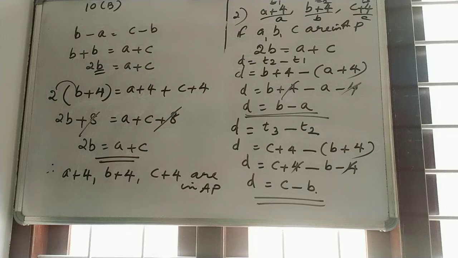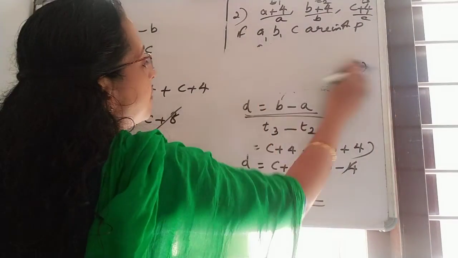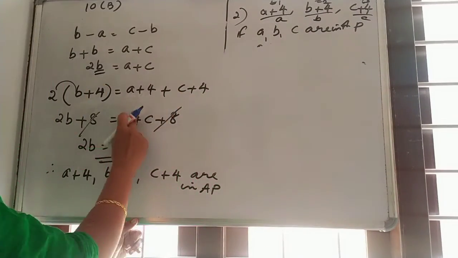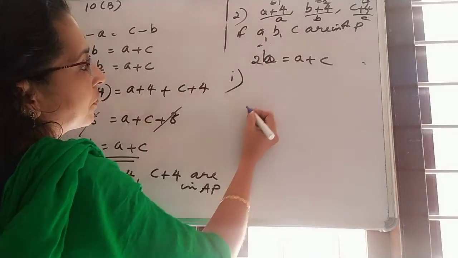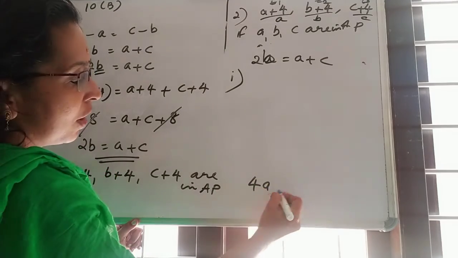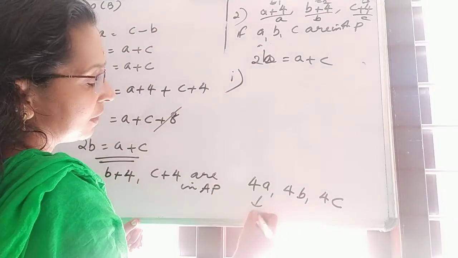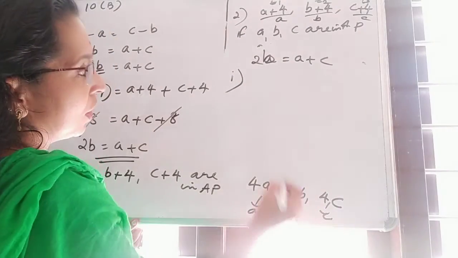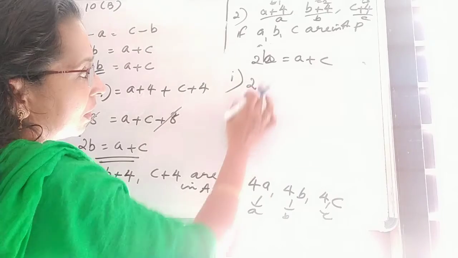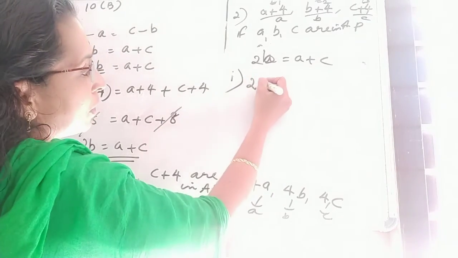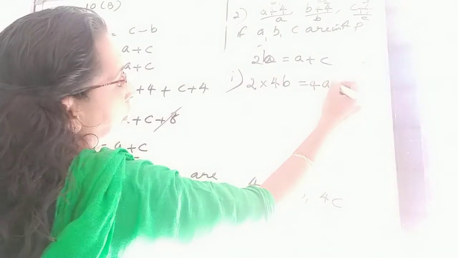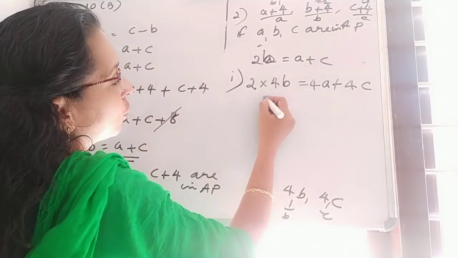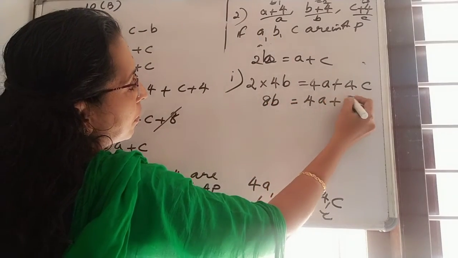In the first part also we got 2B is equal to A plus C. The first question was 4A, 4B, 4C. How can we do this? In the first question, A, B, C are in AP, so 2B is equal to A plus C. The question is 4A, 4B, 4C. Here this is A, this is B and this is C. So instead of B we can replace it as 4B: 2 into 4B is equal to 4A plus 4C. 4 into 2, 8B is equal to 4A plus 4C.